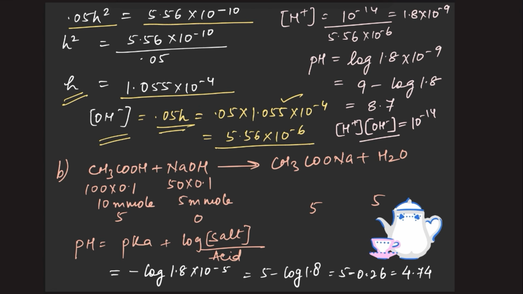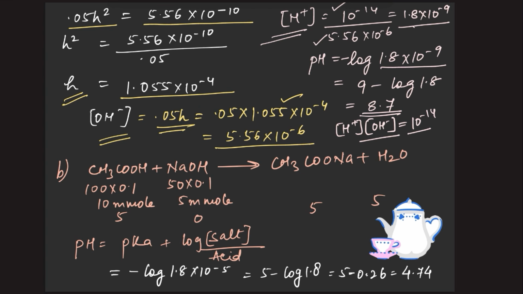So here OH minus ion concentration is known. Product of H plus and OH minus ion concentration is known. So H plus ion concentration will be equal to 10 to the power minus 14 divided by concentration of OH minus ion. From this, H plus ion concentration is 1.8 into 10 to the power minus 9. Now pH is equal to minus log concentration of H plus ion. Solving, the pH value is 8.7.